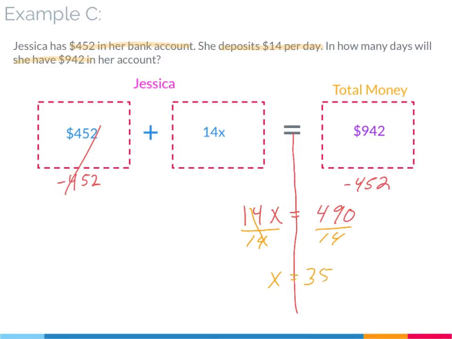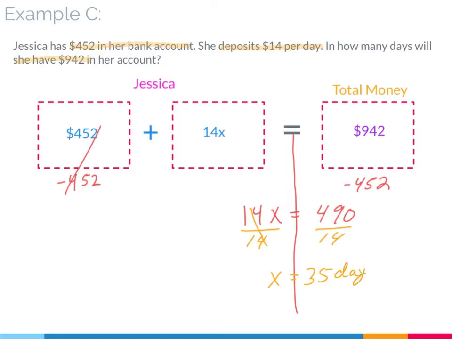So again, I've got a word problem, so I need to have a word answer. Now, there's a lot of money in this problem, so you might be tempted to just put a dollar sign on it and say, yeah, the whole problem was about money, so I threw a dollar sign on there, and now I'm good to go. However, that's not what the problem is asking us for. The problem is asking us for how many days will it take for her to get that $942. So since I'm asking for days, my answer is 35 days.